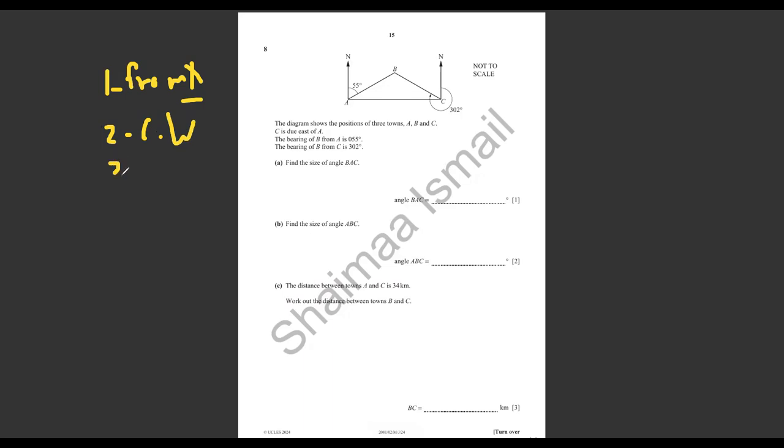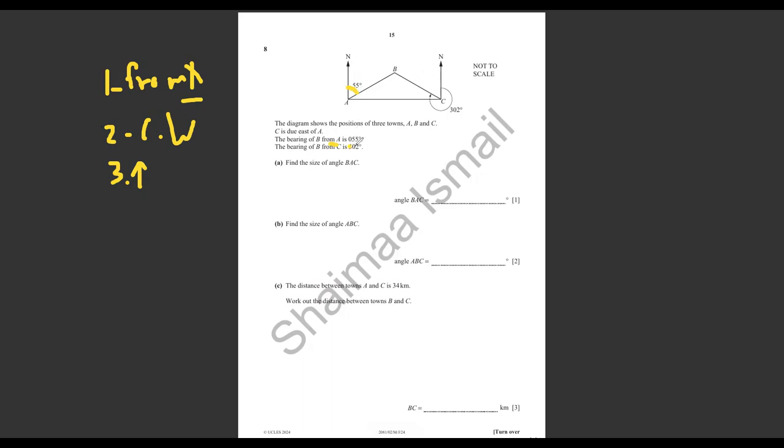Number 3, we move from the north. Okay, we always have the north side, and here I'm marking the north. Okay, the bearing from A of B. So from A, so where is A? Here is A, moving to B. So here is A, and moving to B is 55.